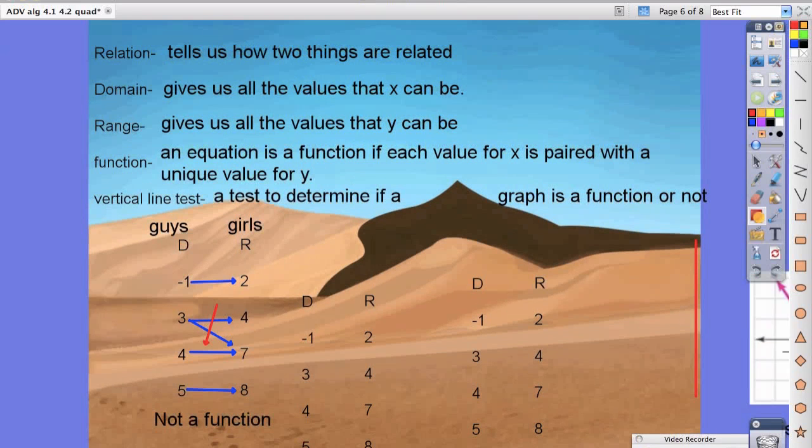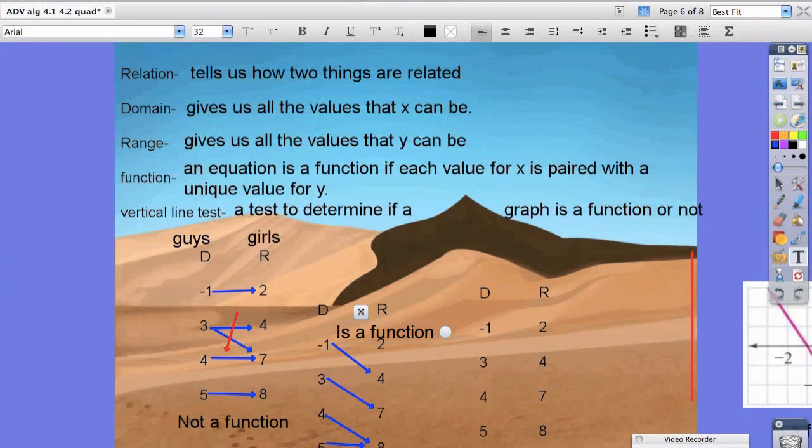So let's try another example. -1 is paired with 4, 3 is paired with 7, 4 is paired with 8, 5 is paired with 2, and 5 is paired with 8 also. So notice, guy number 4 is going towards girl number 8, and guy number 5 is also going towards girl number 8. Because no guy is paired with two girls, this is still a function. So this one is a function.